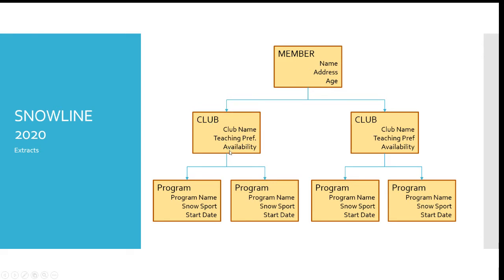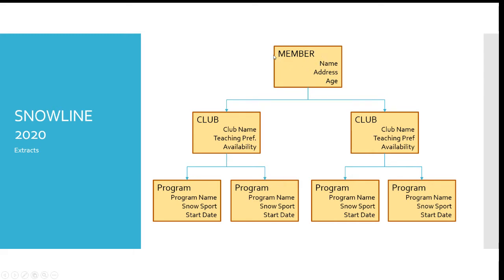And then within a club, a student can be a member in more than one program. They might be in your weekly program as well as your drop-in program or your schools program or something like that. Information that is unique to a program is stored at the program level. That which is unique to a club is stored here. That which is unique to a member is stored here.